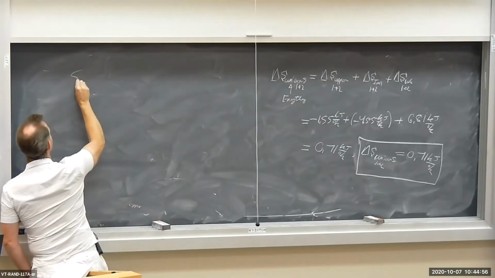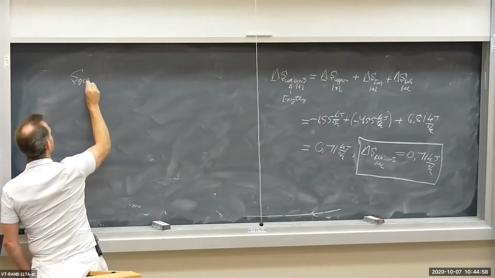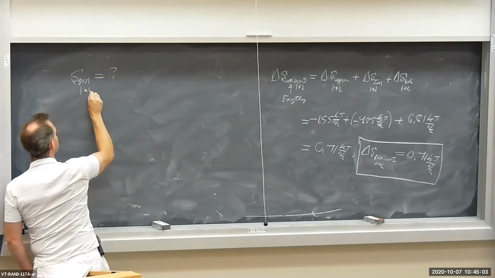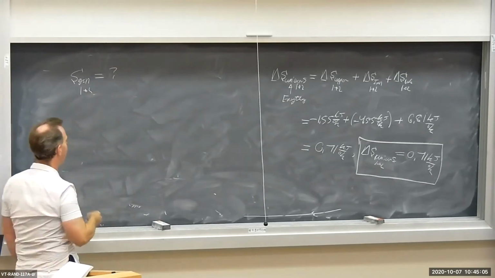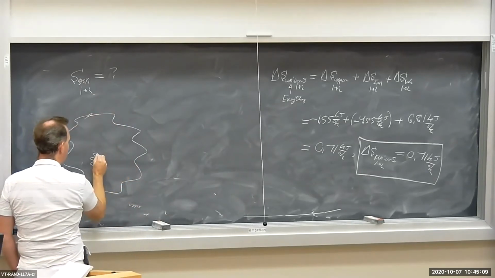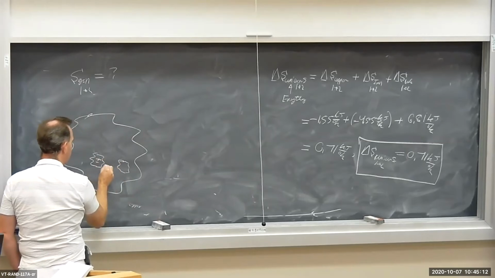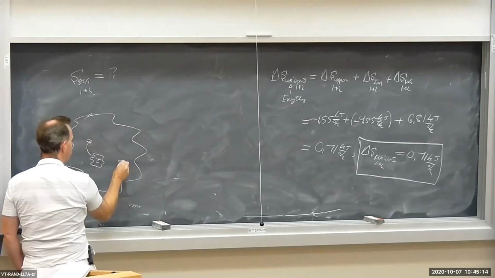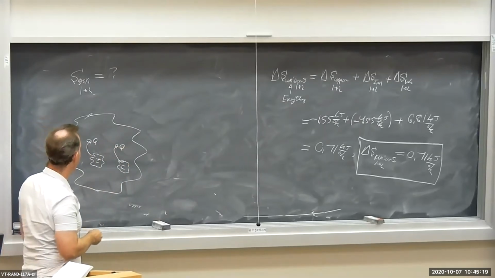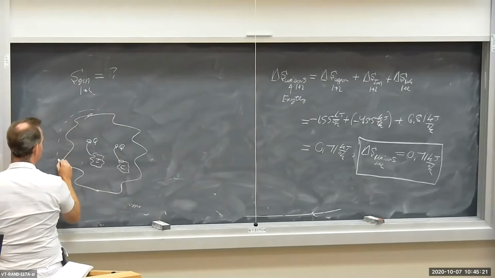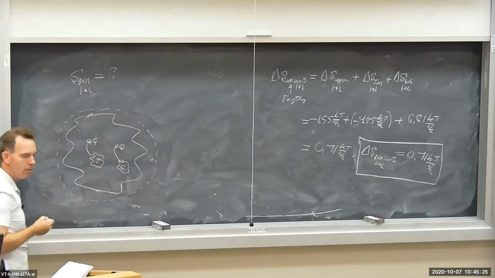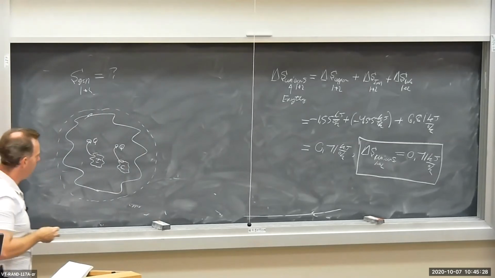Let's find S-gen for the process, and that means for the lake and the iron system together. So here's my iron, and here's my copper, and here's the heat transfers. Now I'm going to make my system the whole thing: lake, iron, and copper.